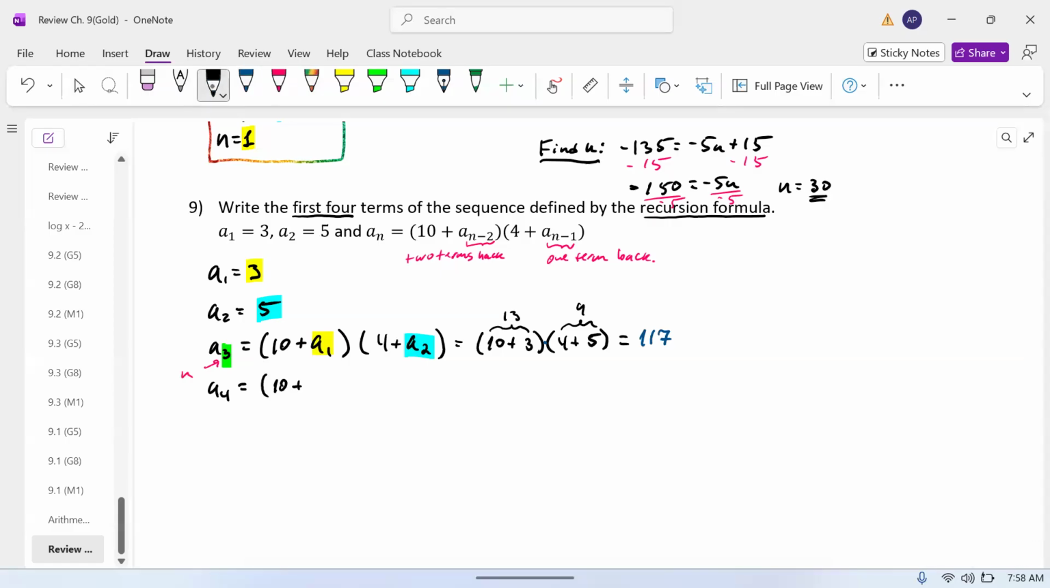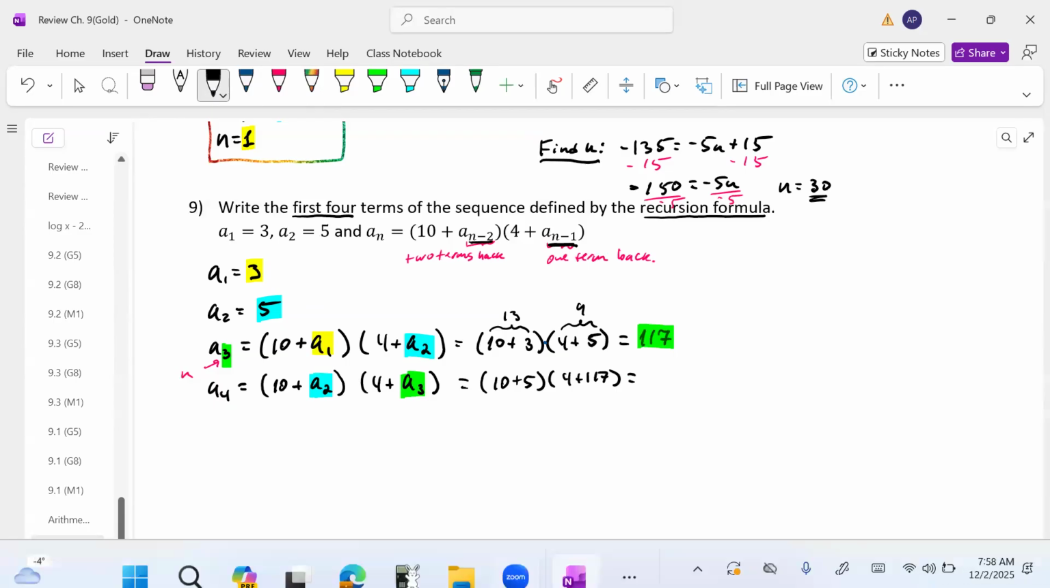Now we need to find a sub 4, so we do the same thing. 10 plus a sub n minus 2, so 2 terms back. From 4, 2 terms back would be a sub 2. And then 4 plus a sub n minus 1, so 1 term back, which would be a sub 3. We know a sub 2 is 5, and we know a sub 3, which we just found to be 117. Therefore, it's going to be 10 plus 5 times 4 plus 117.